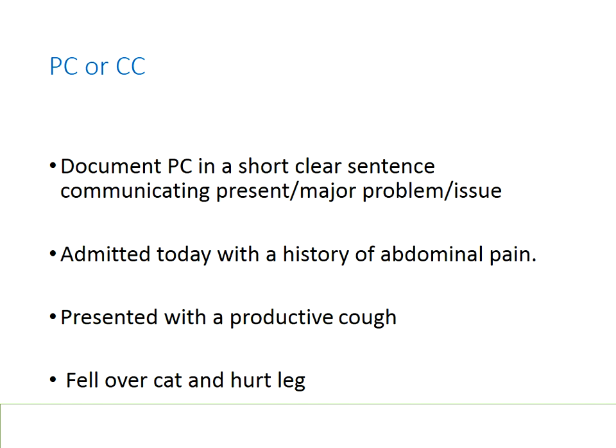Going on from that, you can give it a bit more detail. It might be that they presented with a productive cough rather than just saying cough. They might have been admitted today with a history of abdominal pain rather than just saying abdo pain. Or they might have fallen over their cat and hurt the leg. Not the cat's size, hopefully.